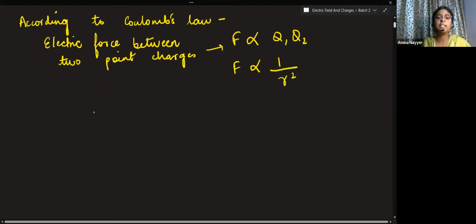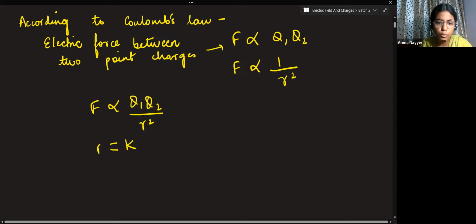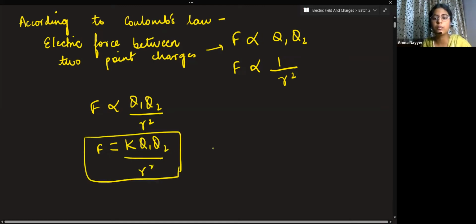See, if I say F is directly proportional to Q1 Q2 and inversely proportional to r square, for deriving the formula, I have to remove this proportionality sign. In mathematics, whenever you have to remove the proportionality sign, you just write equal to with a constant. That's how you remove the proportionality sign in mathematics. So force will be, proportionality sign removed, K Q1 Q2 divided by r square. This is your Coulomb's law.